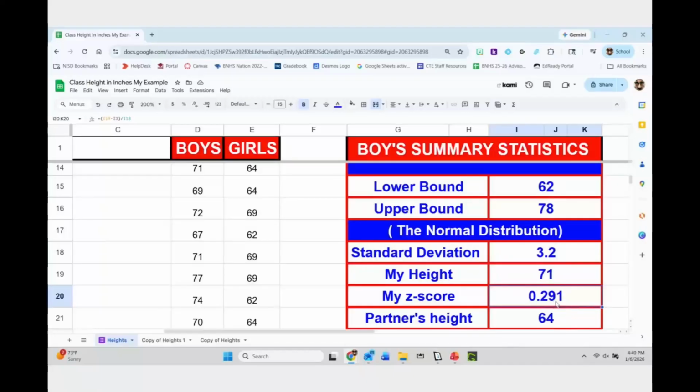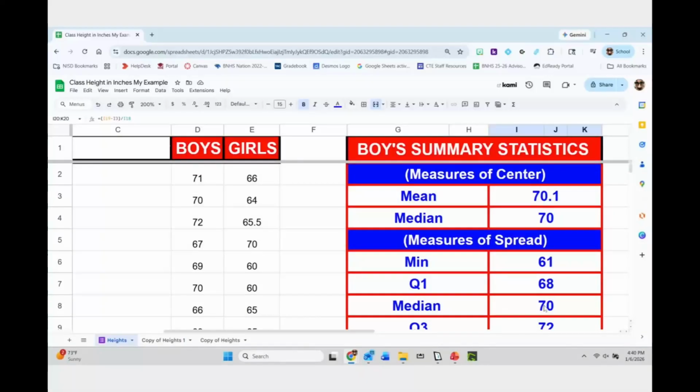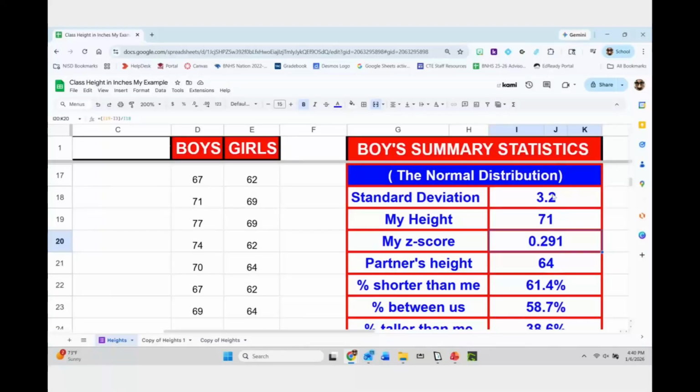What that tells me is, first of all, I'm above average, but not much, right? Because I'm not even one standard deviation above average. I'm closer to zero than I am to one standard deviation, so I'm closer to the mean than to one standard deviation above the mean. I should be able to sketch that. If I drew this up, I would have 70.1 in the middle, adding 3.2 every time, and then my height line would be right next to the right of the mean at 71.